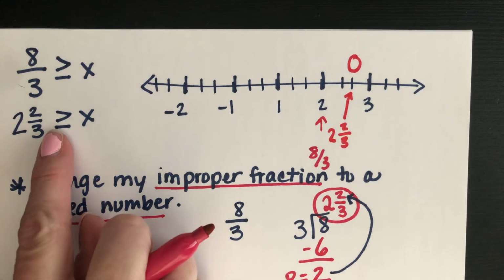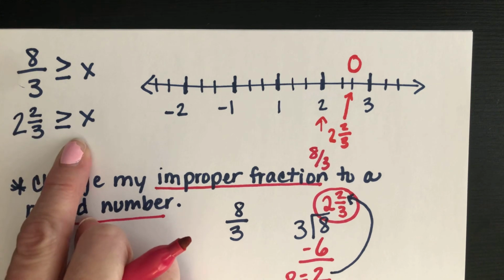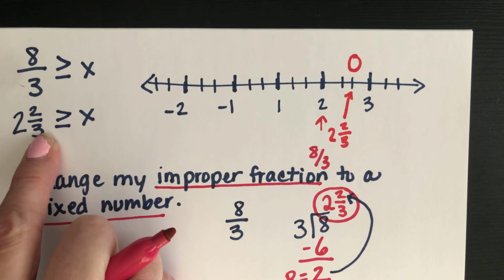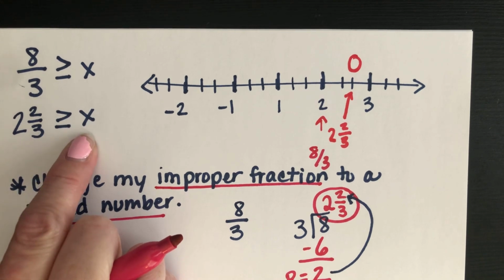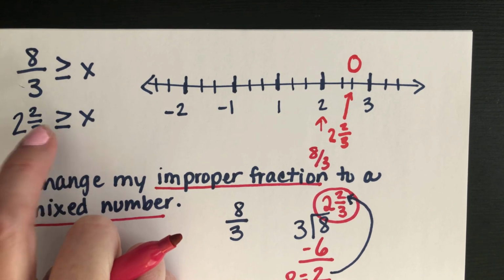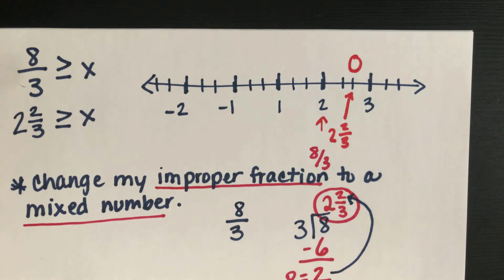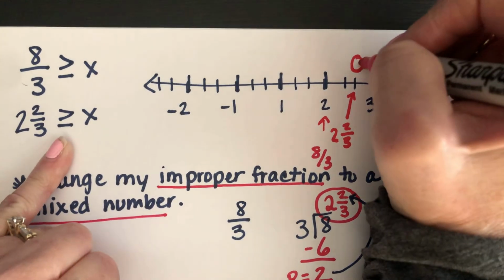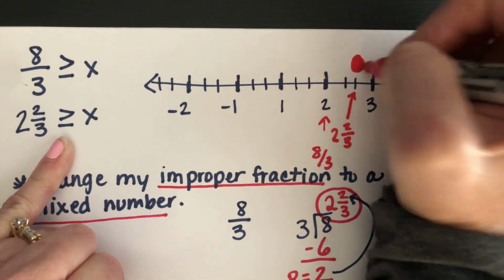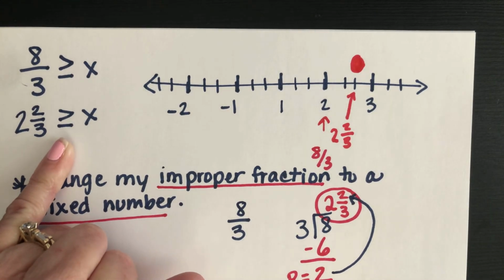But now I need to look to see how am I going to graph this, because it's 2 2/3 is greater than or equal to X. Again, my X is on this side. But before I do that, I have to look, is my circle open or closed? Well, since I have my or equal to sign, it's closed because I am including 2 2/3.